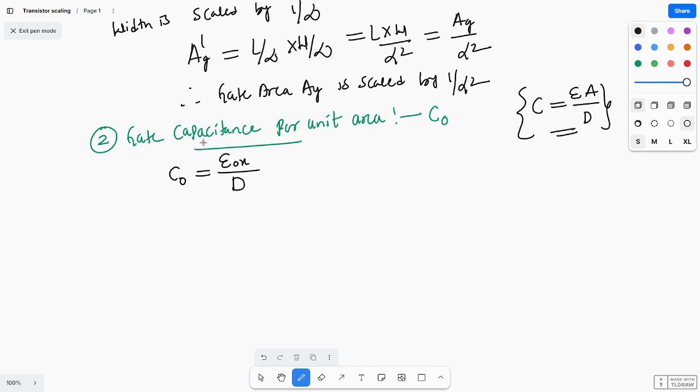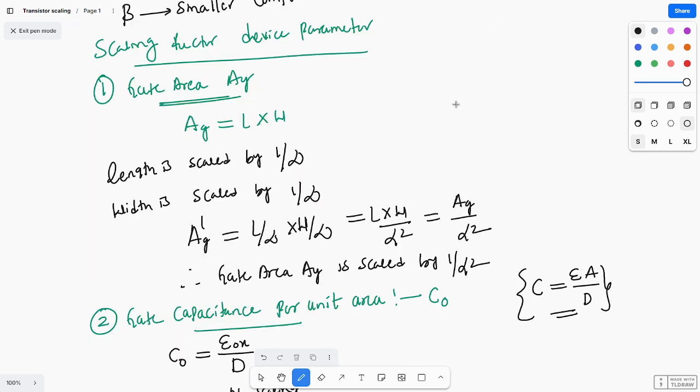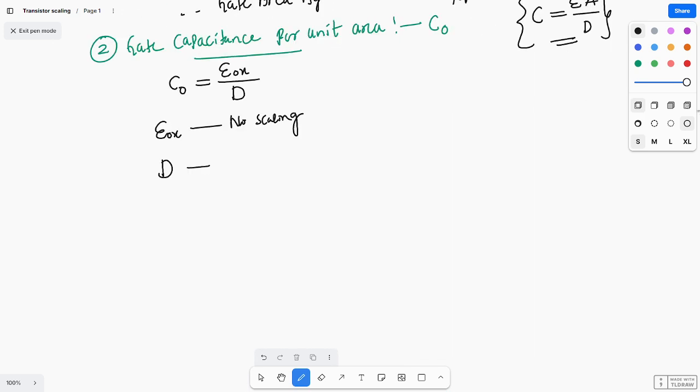So the area I am not considering. The oxide permittivity is constant, there is no scaling. And D, I told you there are two factors: beta and alpha. Beta is the scaling factor for thickness, that is D, and for voltages. Alpha is the scaling factor for all other components. So here D is the thickness, and it is scaled by 1 by beta.